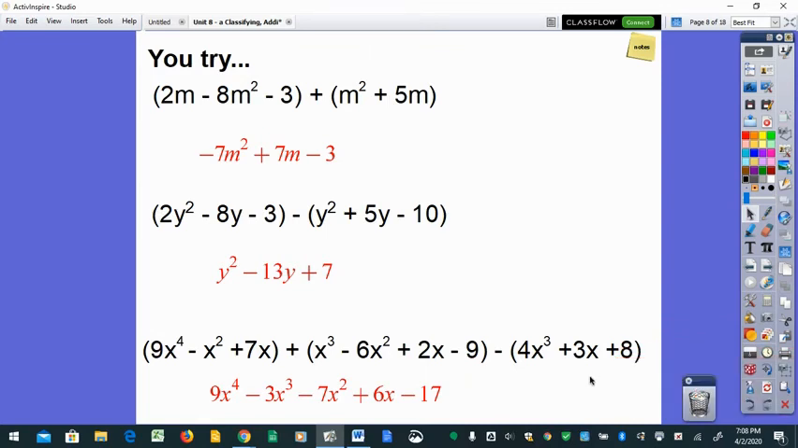So let's take a look at our next slide, but I'm just going to remind you of the mistakes that can happen. Remember, when we're adding and subtracting, that you don't change the exponent. And when you're subtracting, make sure you subtract everybody in the group.